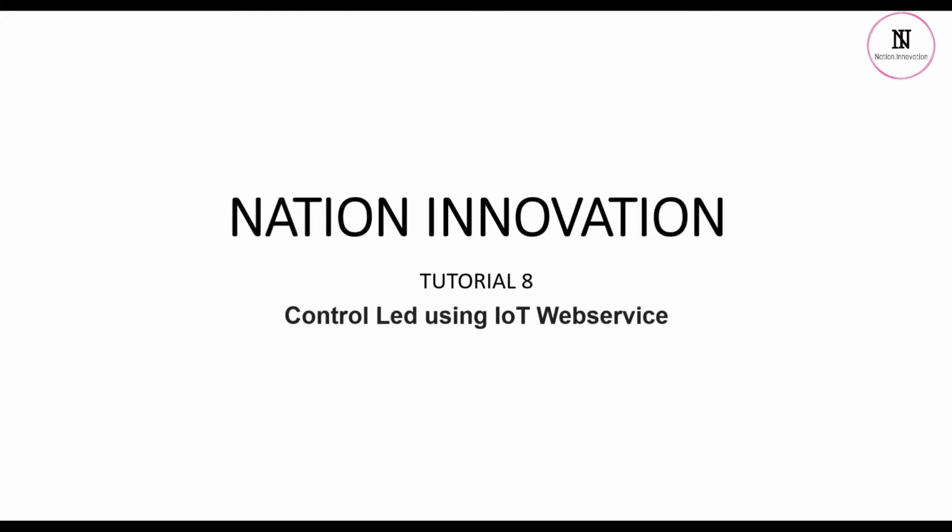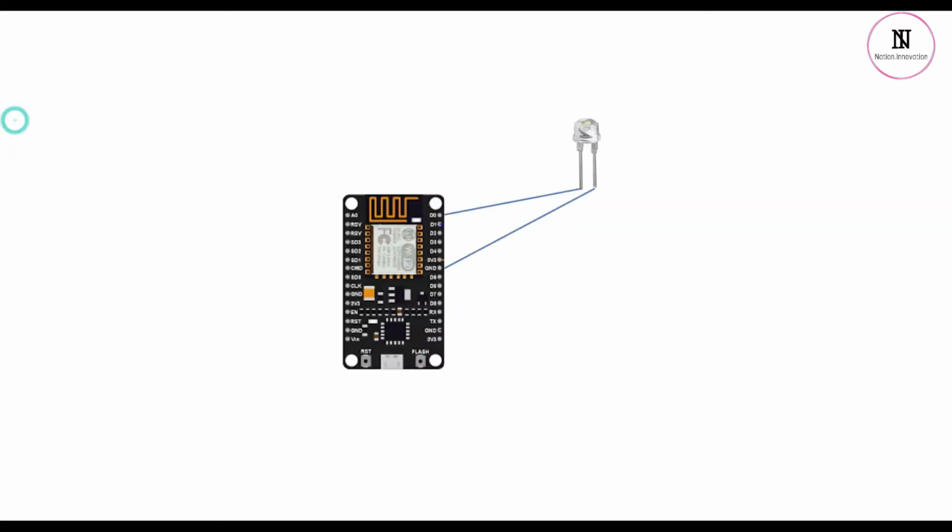This is the 8th tutorial and here we'll learn how to control an LED using IoT web services. Here we are programming ESP8266 as a web server. The chip enables Wi-Fi connectivity and can be turned into a small functioning web server. We will connect this ESP8266 to our local Wi-Fi network and we can control the LED through this local network.